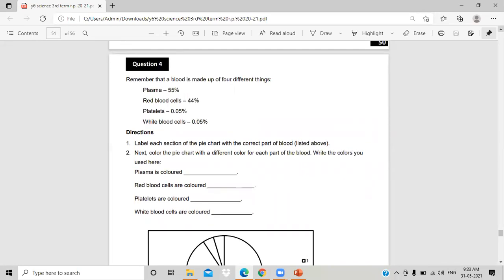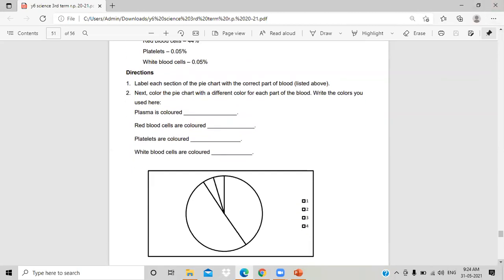Question number 4 says, remember that blood is made up of 4 different things: plasma, red blood cells, platelets, and white blood cells. They even gave us the percentage of each of them. So you can see that most of the blood is made of the plasma by about 55%, followed by the red blood cells, which make about 44% of the blood. And the platelets are about 0.05%, and white blood cells are also like the platelets, about 0.05%. Of course, you don't have to memorize the percentages. Do not memorize the percentages, okay?